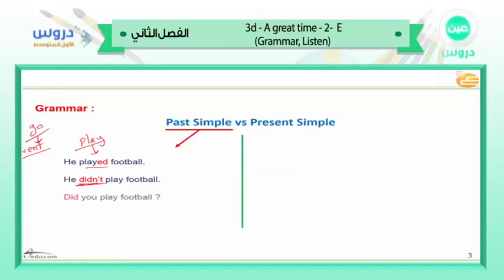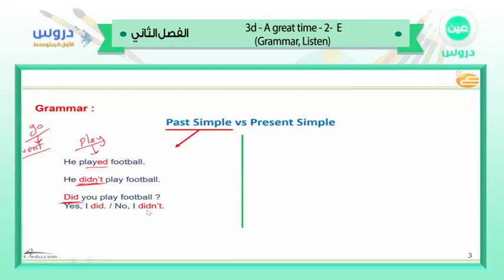Let's go to the questions. Did you play football? And there is a question mark because it is a question. So we have to start with did. Just to remind you that we are still talking about the past simple. So in the past simple, if you want to make a yes or no question, you have to use did at the beginning. Did you play football? Yes, I did. No, I didn't.